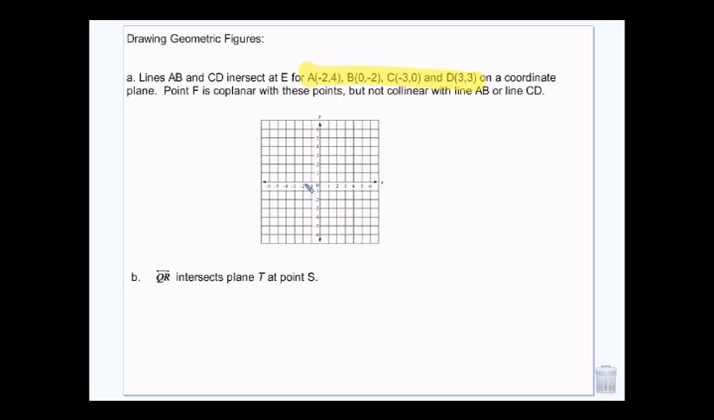So A is -2, 4. Actually, so I'm graphing my points. This is point A, so I'm just going to label it. Point B is at 0, -2, so I'm just going to label that also. And I'm going to go ahead and draw my line because I have line AB. So I know that A and B need to connect. So there's my line AB.